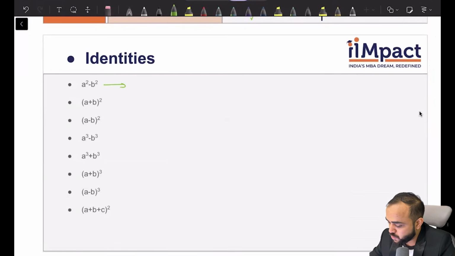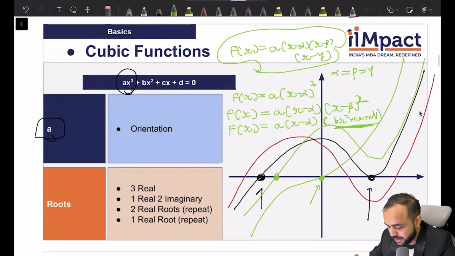A square minus b square, a minus b into a plus b. This is your bread and butter. Which was the graph of one imaginary? It was this one. Sorry, one imaginary root, you said. You can't have one imaginary root, right? Yeah, you will have two imaginary roots, which was this green graph. So one real, two imaginary.